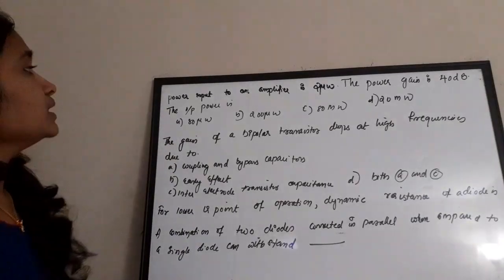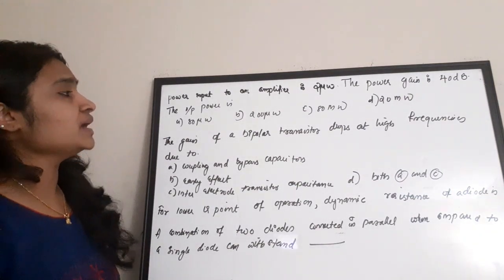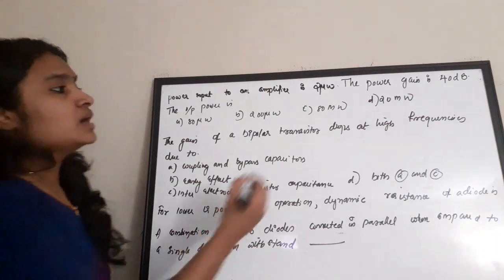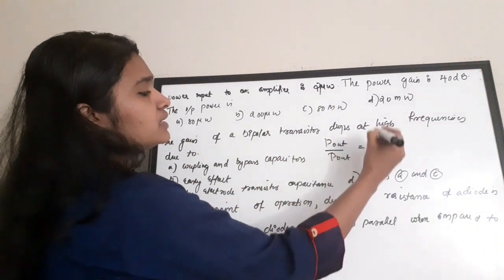The question is this. The power input of an amplifier is 2 microwatt. The power gain is 40 dB. The output power is dash. Okay, so P out by P in is the power gain, right? That is the gain.